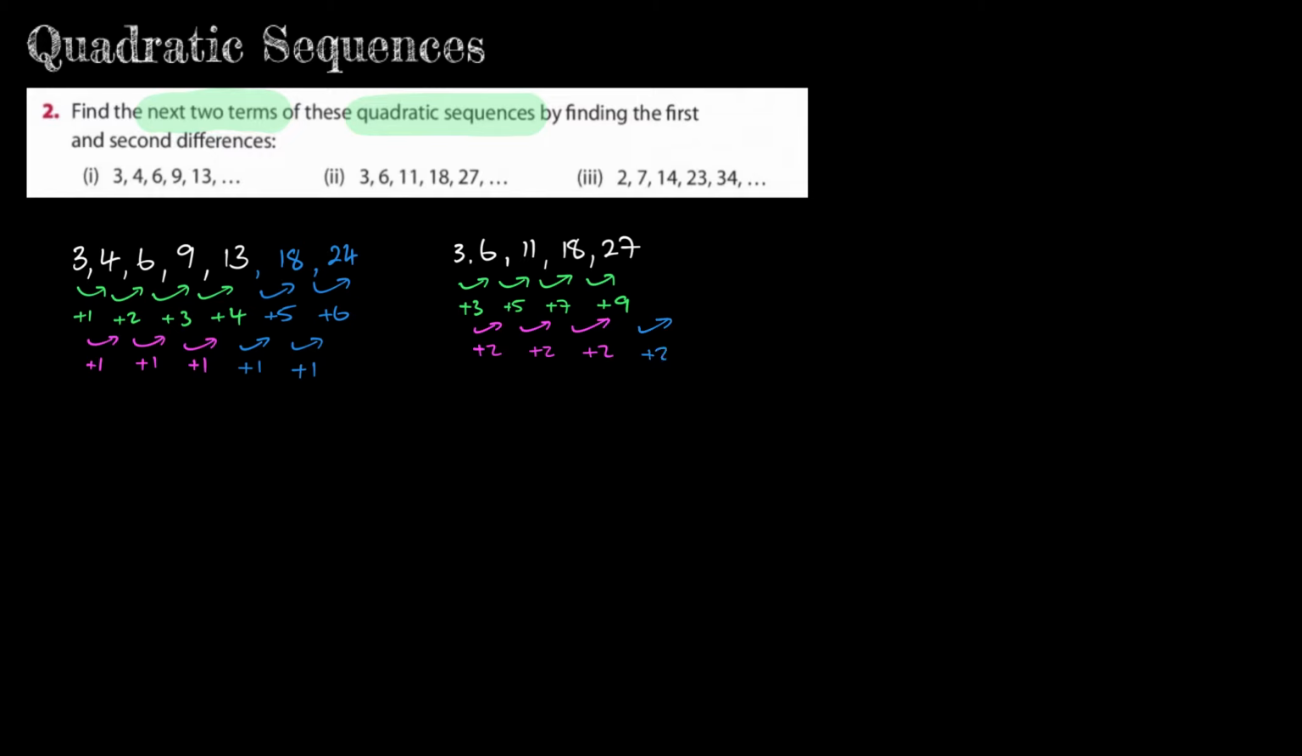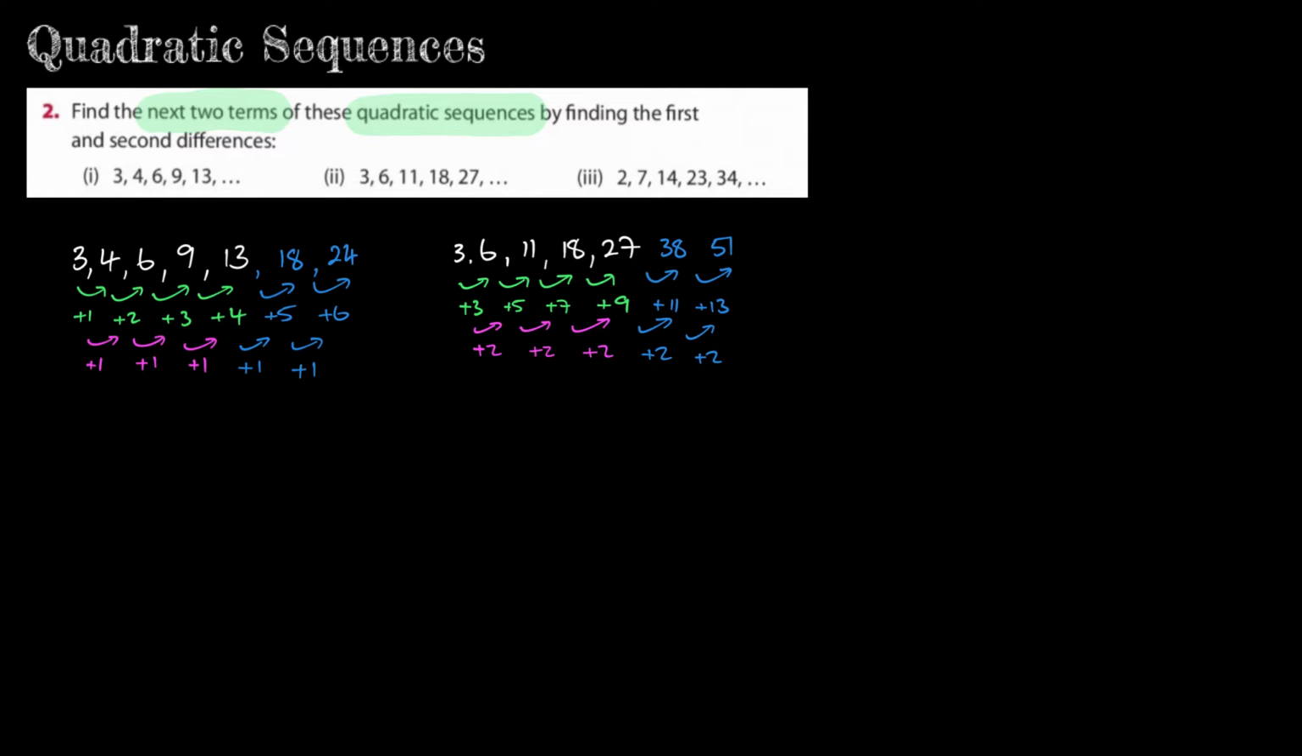So if we add 2, 9 plus 2 is 11, and 27 plus 11 is 38. We're going to add 2 to that one. So if we add 2 to 11, we'll get plus 13. And 38 plus 13 will give us 51. Let me just double check that I'm right there. 38 and 51, that's correct, okay? So you can see there the next two terms to this sequence are going to be 38 and 51.